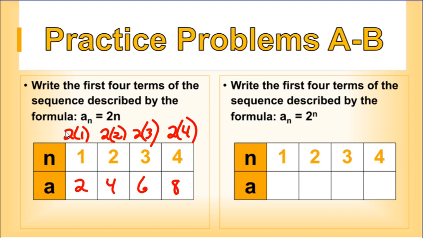This next one, write the first 4 terms of the sequence described by the formula a subscript n equals 2 to the nth power. So 2 to the first power would be 2. 2 to the second power would be 4. 2 to the third power would be 8. 2 to the fourth power would be 16. So each time we are multiplying by 2 on that last one.